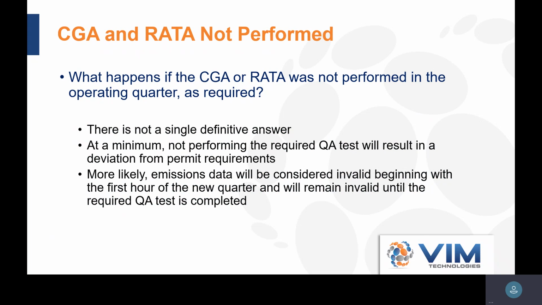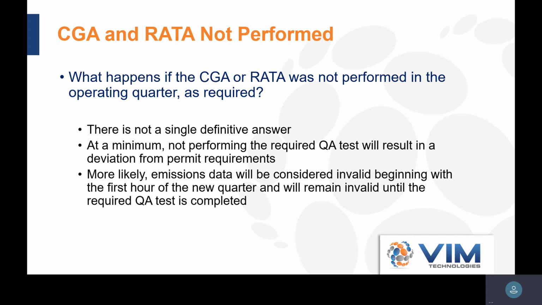So I got this question quite a bit. What happens if the CGA or RATA is not performed? And there's not really a single definitive answer. It depends where you are. Where I'm at in Southern California, South Coast Air Quality Management District, let's say it's Q3, June ends and you haven't done your CGA, data is invalid until you complete your CGA. Same thing for a RATA, but it varies from state to state.